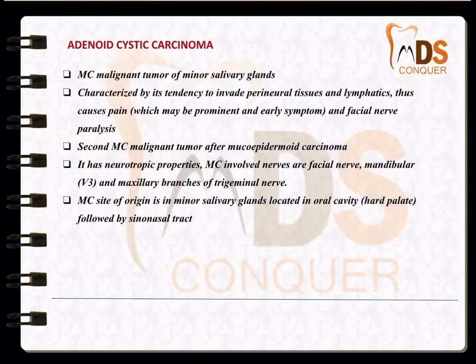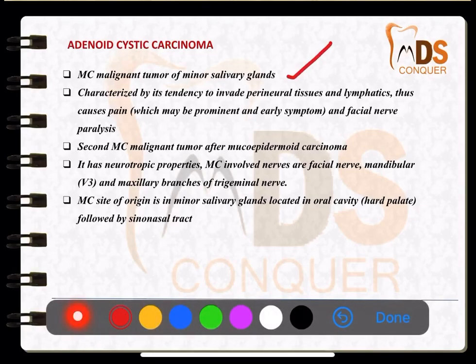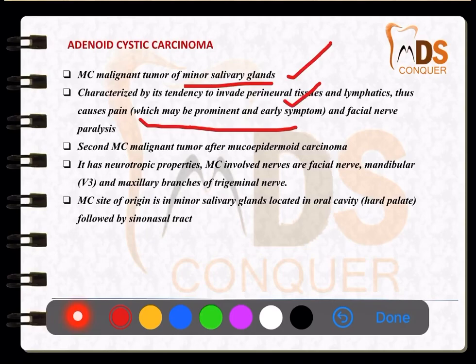Coming to adenoid cystic carcinoma, this is the most common malignant tumor of the minor salivary glands. It is of the minor salivary glands, and we know it has perineural invasion. It has the most common tendency to invade the perineural tissues and also lymphatics, thus causing pain, which can be a prominent and early symptom, and also facial nerve paralysis.